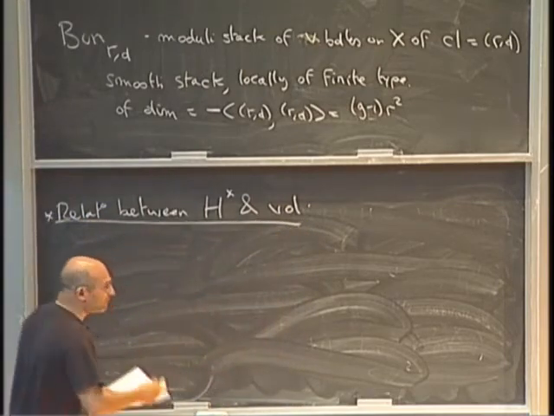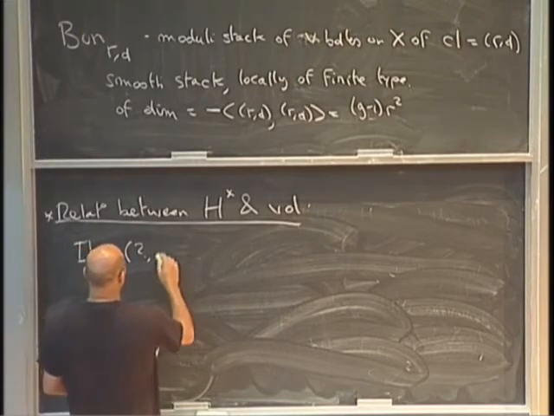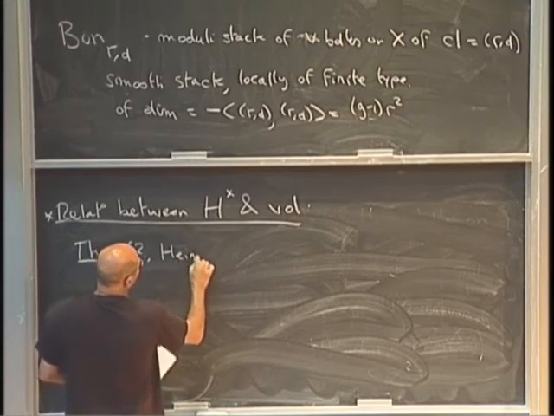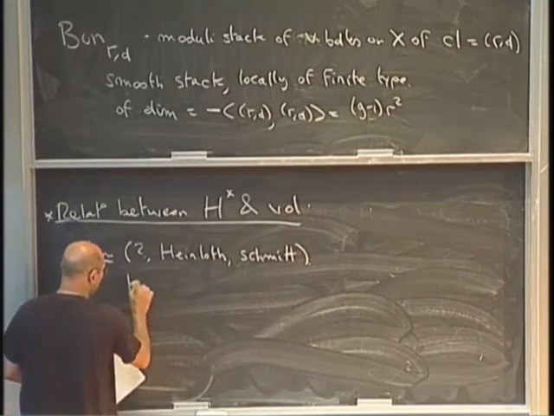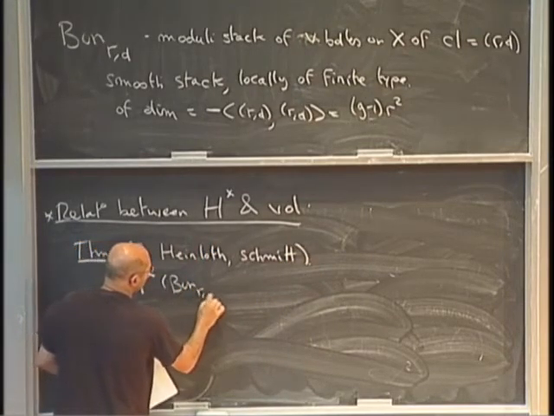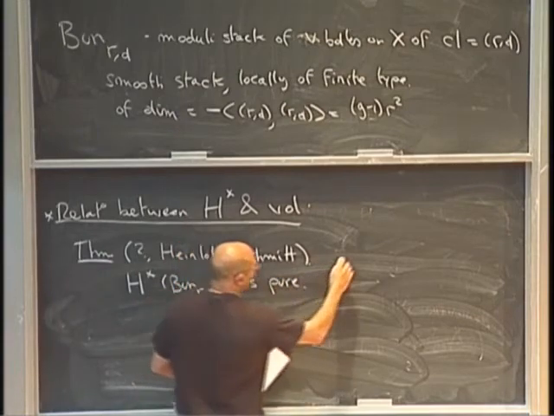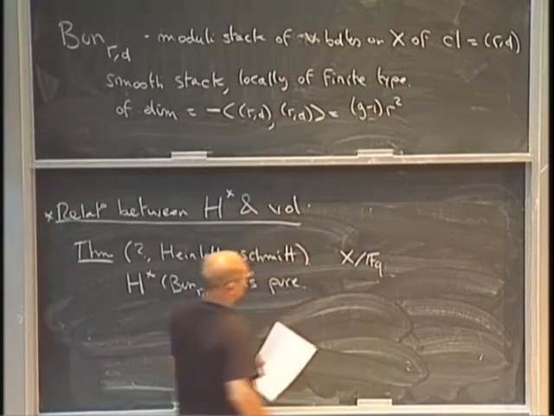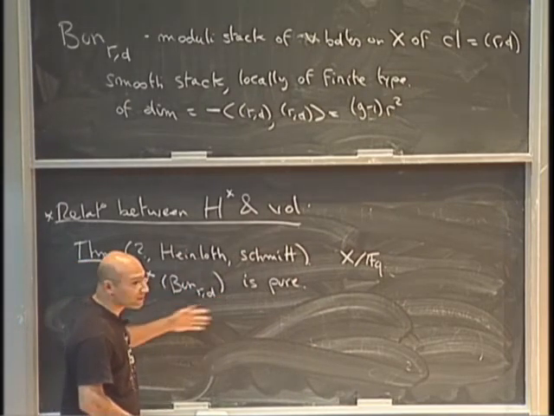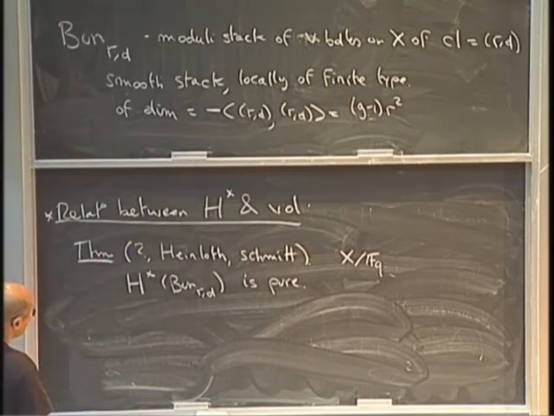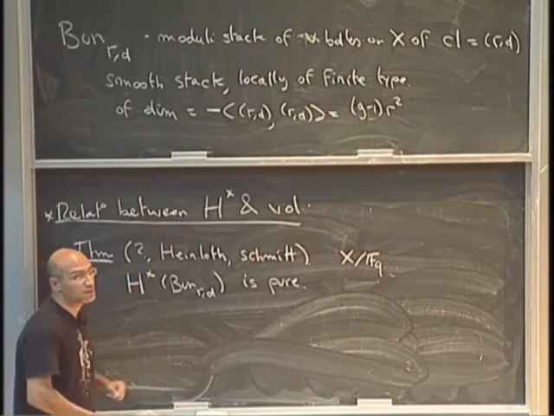I'll just state the theorem, which is maybe known before, but at least I found it in a nice paper, in more generality, by Heinloth and Schmitt, which says that the cohomology of Bun_{R,D} is pure. So you take X over some finite field, and then you can consider the Frobenius acting here. And purity is that the weight of the Frobenius is given by the cohomological degree.